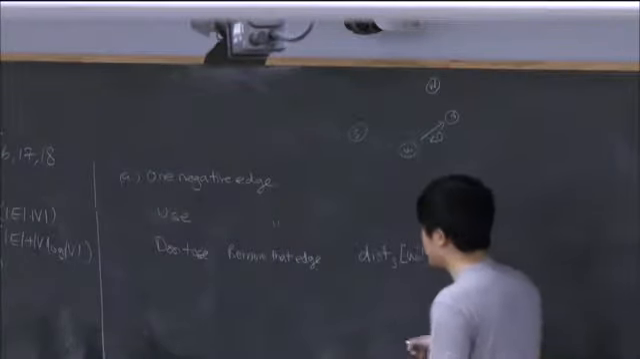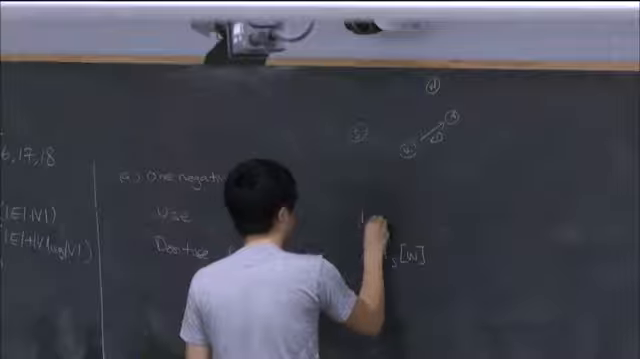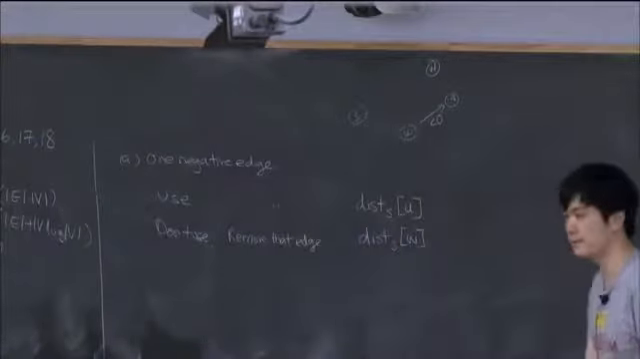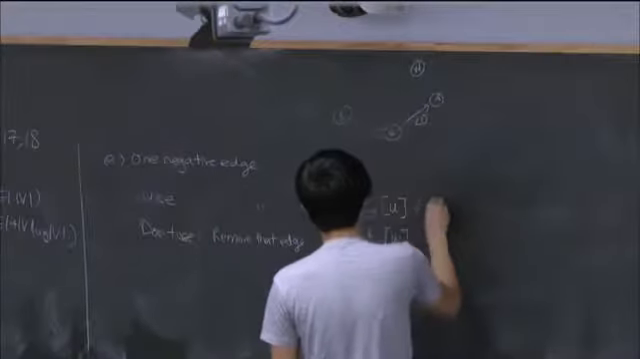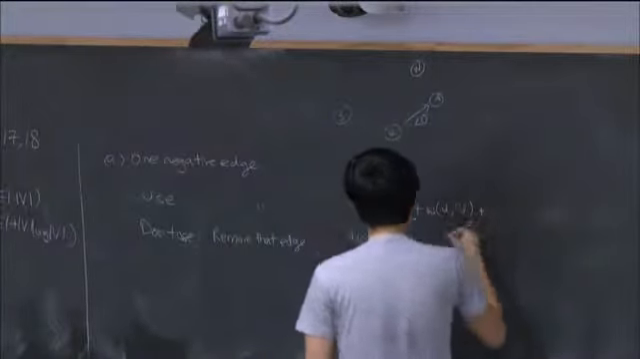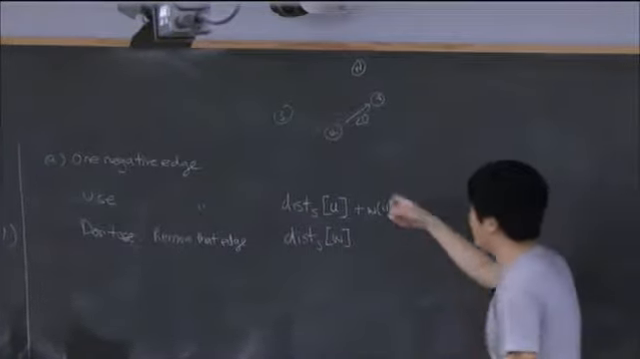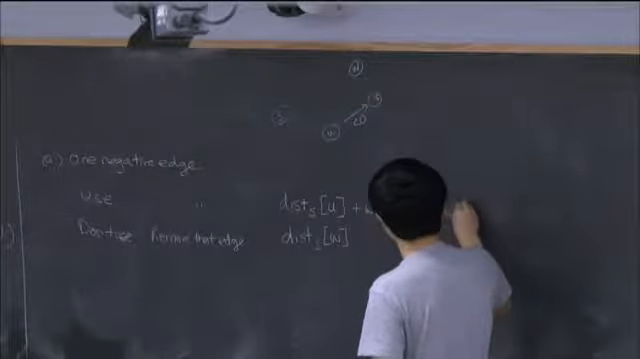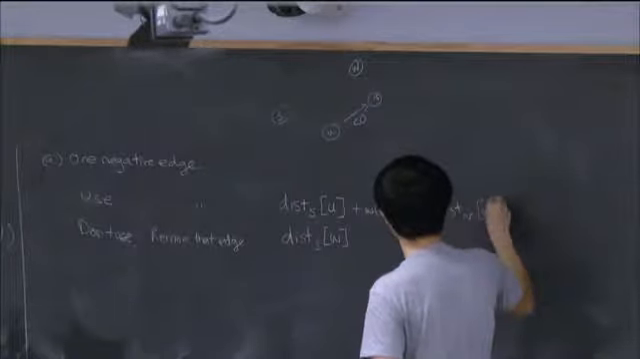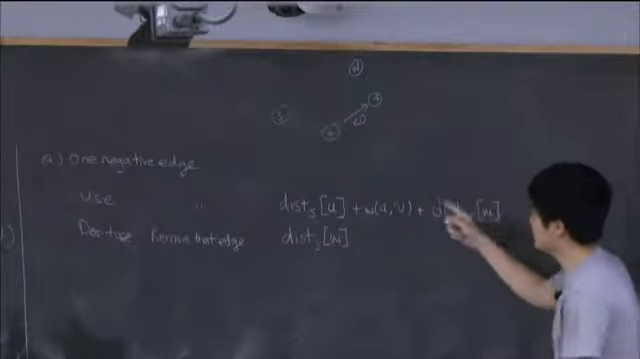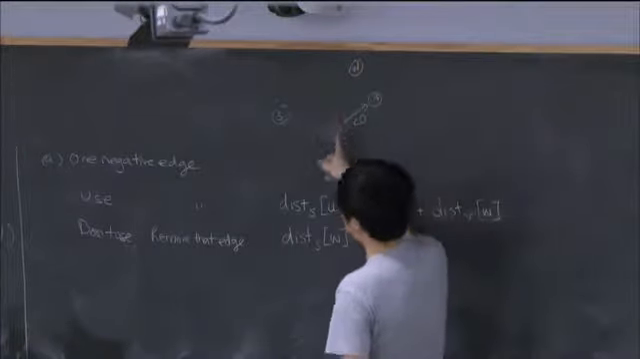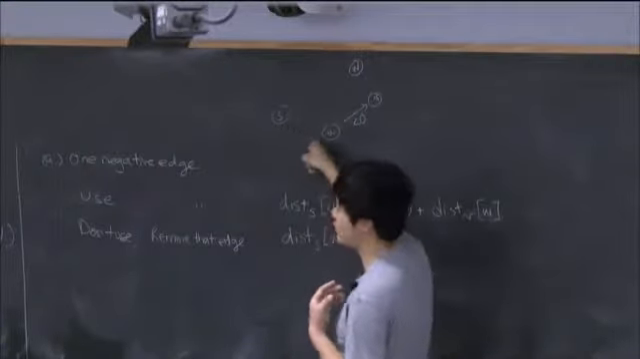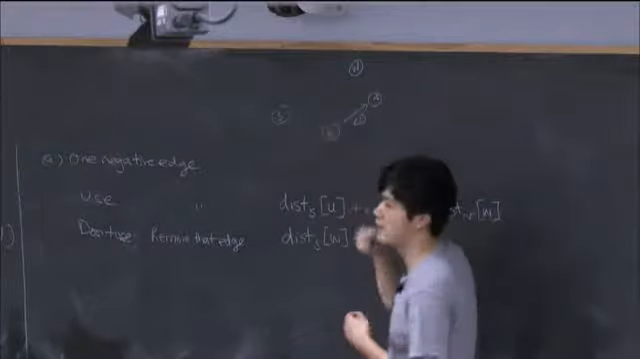But now what I'll do is calculate the shortest path from S to this node U, which is the start of the negative edge. And then I'm going to add on the weight of that negative edge. And then I'm going to run Dijkstra's again, but starting from V to all the other nodes. And that will give me some distance from V to my node W. So this is just saying the shortest path from S to W that uses the negative edge is the concatenation of the shortest path from S to U, crossing the edge, and then the shortest path from V to W.